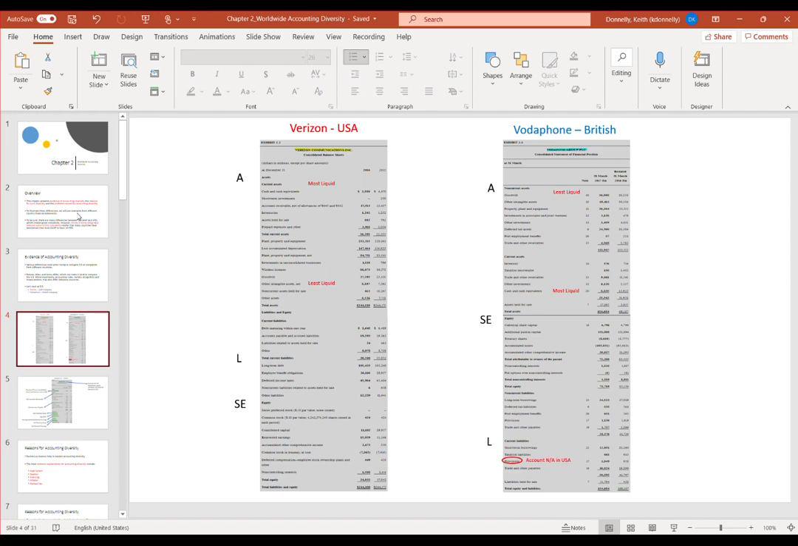Likewise, the order here isn't the same. In the US, we have our assets, our liabilities, then our stockholders' equity. Whereas in Britain, for this company, they have assets, stockholders' equity, and then liabilities. So the ordering is switched up a little bit. And then for assets, for example, here we list them from most liquid to least liquid, namely how quickly you can convert the account into cash, where the reverse is true on the British financial statements.